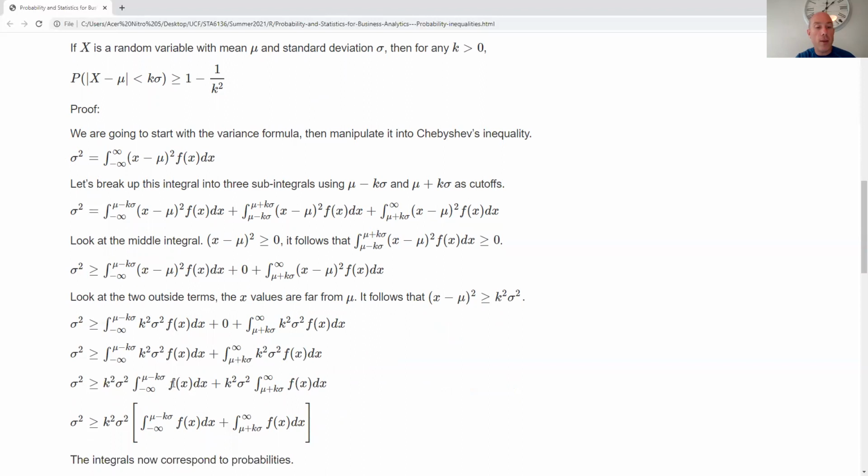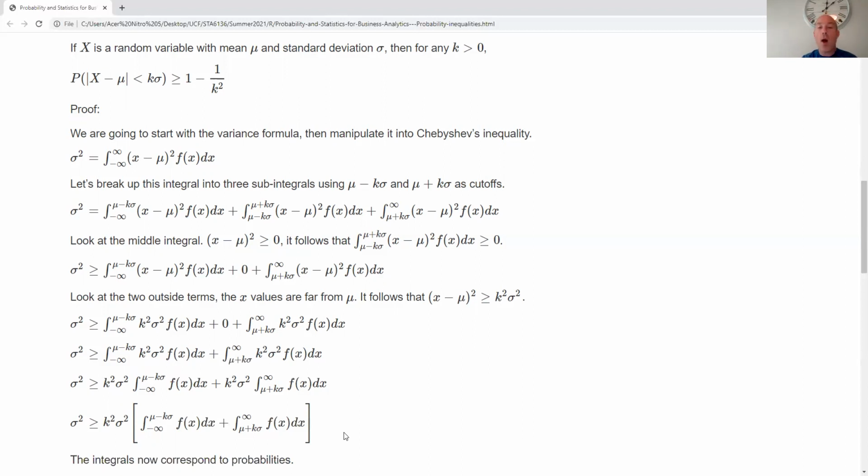So now I get to here. You'll notice I factor this out. I factor this out. Now I notice that I have a constant times both of my integrals, and it's the same constant. So now what I can do, I can go ahead and factor the constants. So now I have k squared times sigma squared times the two integrals added together has to be less than or equal to sigma squared.